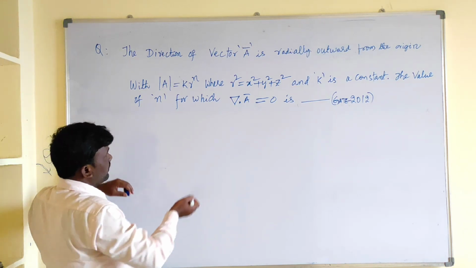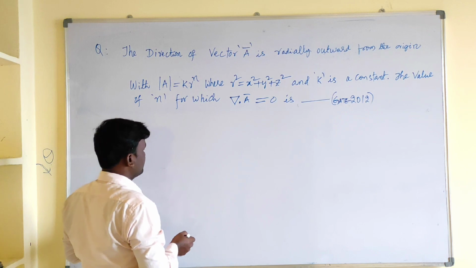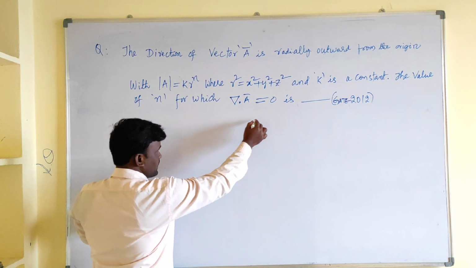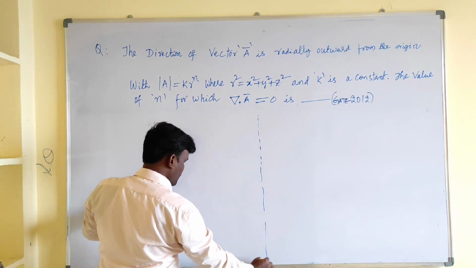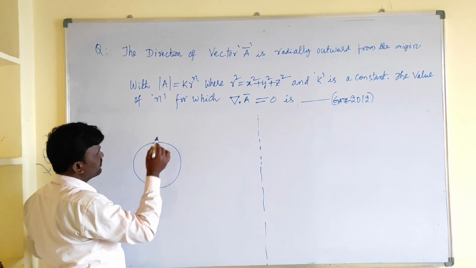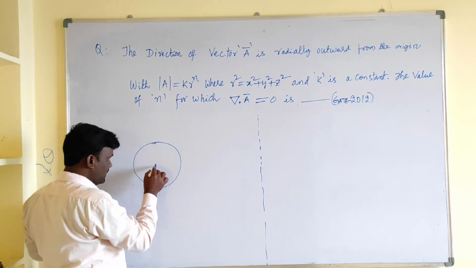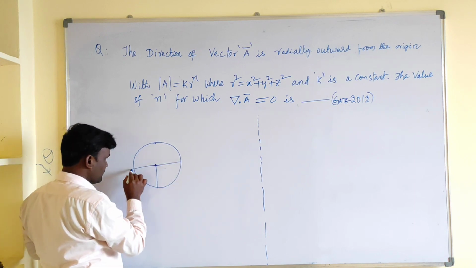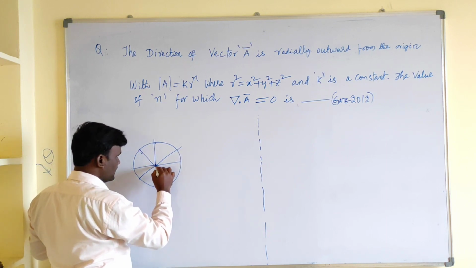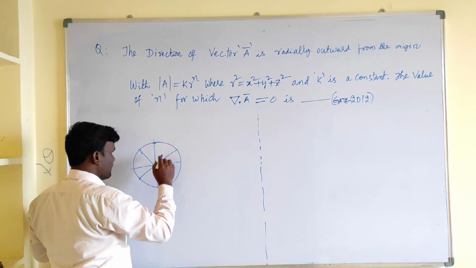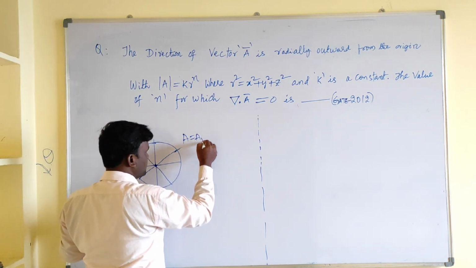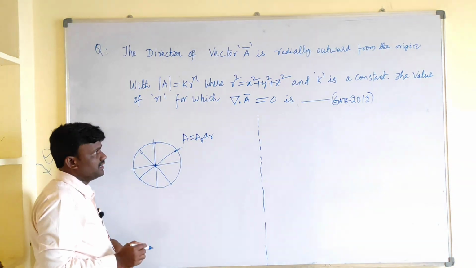They said vector A is radially outward from the origin. Means we have vector A, and the direction of the vector is given like this. It is radially outward from the origin. Let us say it is the origin. Radially means like this, with radius some r. Let us say along the radial direction. I am considering this one. It is radially outward, so A equals A_r a_r.